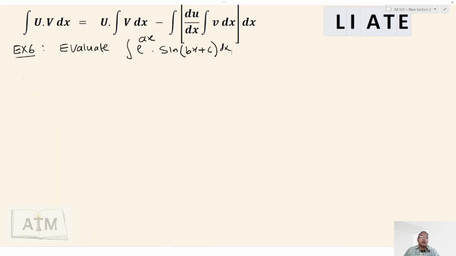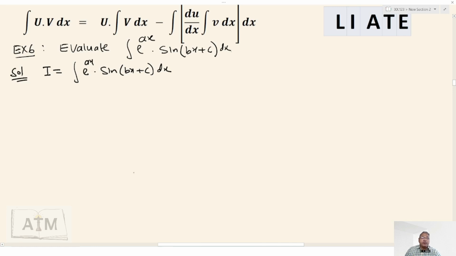Example 6. Evaluate integration of e raised to ax into sine of bx plus c with respect to x. Solution. Let us call it I equals integration of e raised to ax into sin bx plus c with respect to x. This kind of problem is never ending, because the derivative of e raised to x is e raised to x, and the integration of sin x is minus cos x; cos and sin keep on repeating. So after some steps there is a logic.